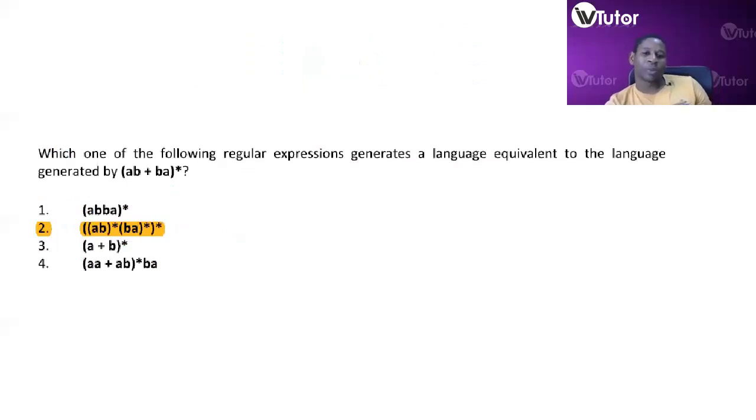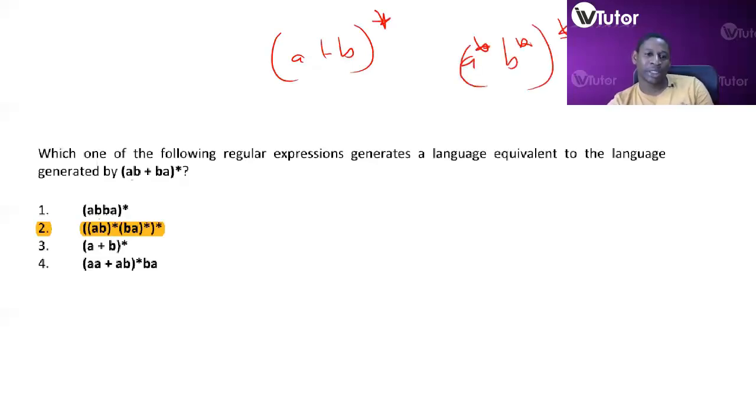Which one of the following regular expressions generates a language equivalent to the language generated by A, B, or BA? Right, A, B, or BA. So if you look at this one, in the first instance they said A or B, Kleene star. So we said A Kleene star, B Kleene star, and then we did Kleene star. Here we can do the same thing: A, B, or BA. We have A, B Kleene star, BA Kleene star, Kleene star.